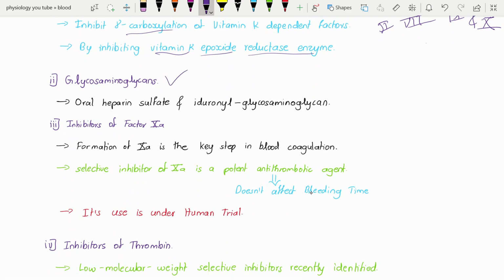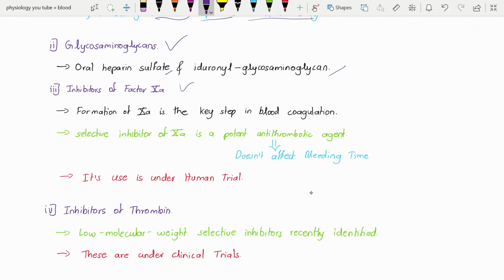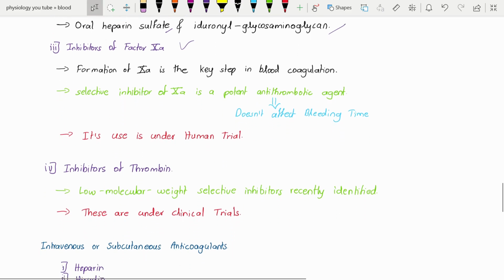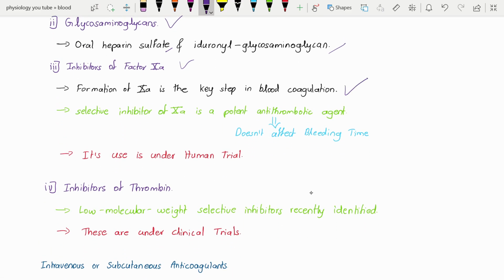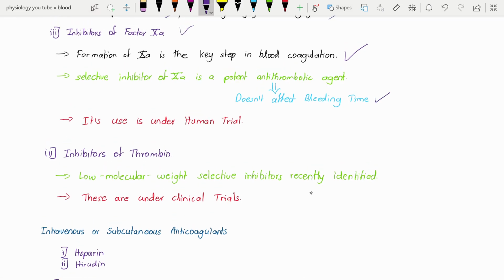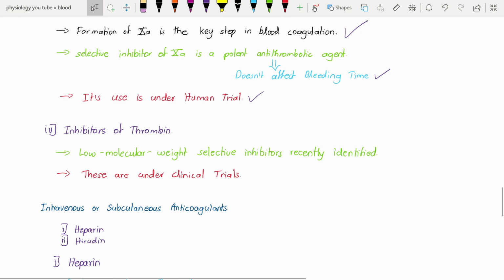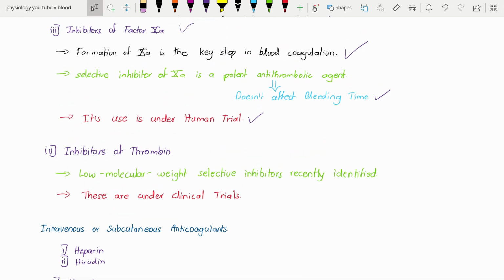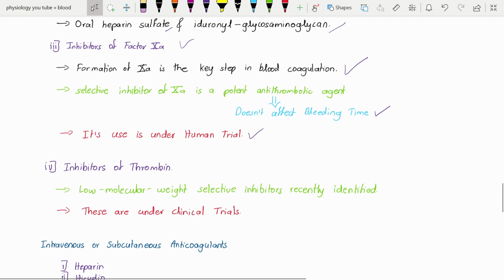Glycosaminoglycans, these are oral heparan sulfate and the iduronate glycosaminoglycans. Inhibitors of factor 10A: as we know, activation of factor 10 is the key step in blood coagulation. So by selectively inhibiting factor 10, we can get potent antithrombotic activity, and it doesn't affect bleeding time, because bleeding time is related to platelet function. We are discussing here the clotting factors. It is still under human trial, so it has not gained clinical prescription yet.